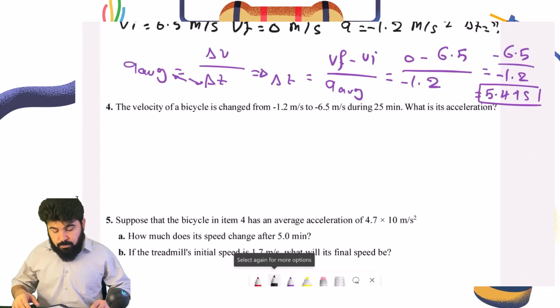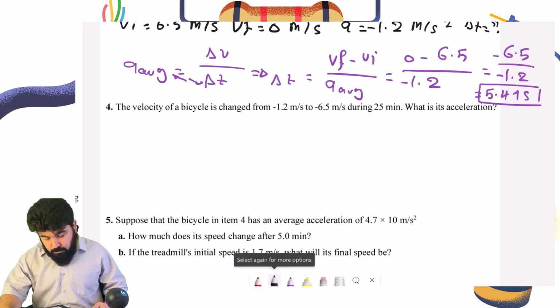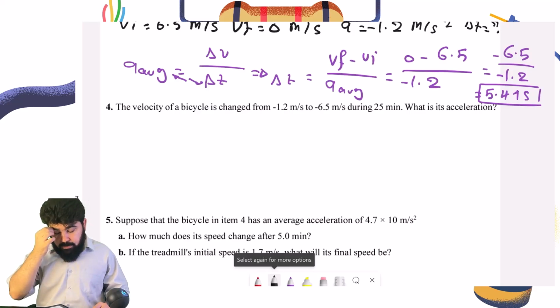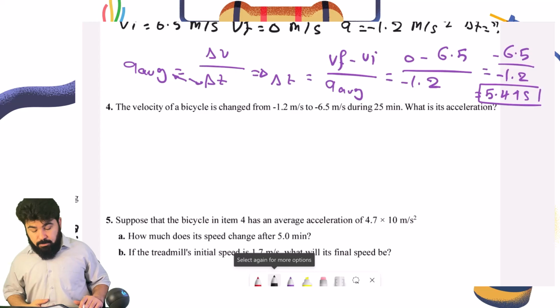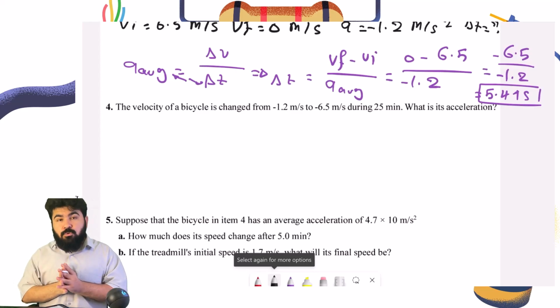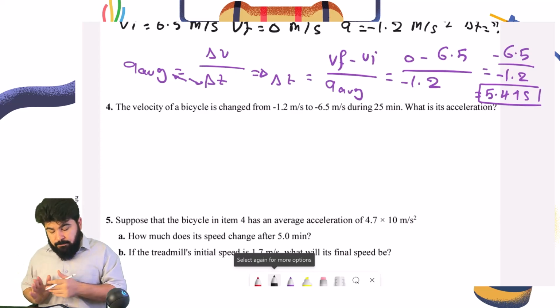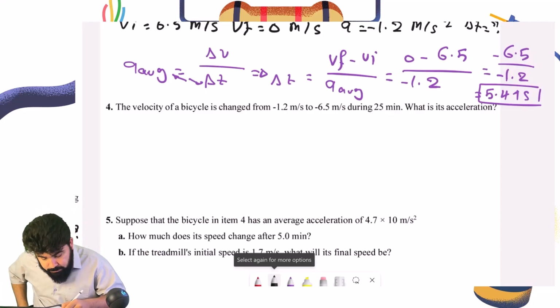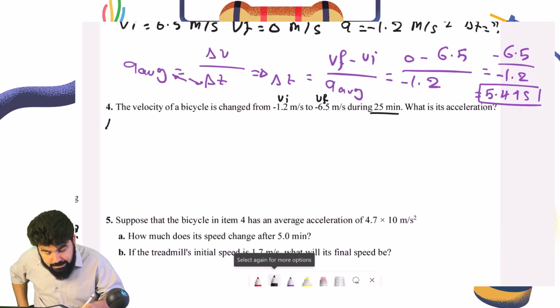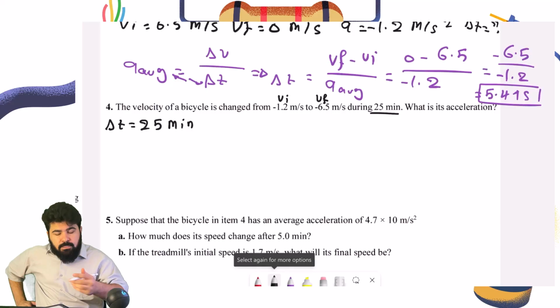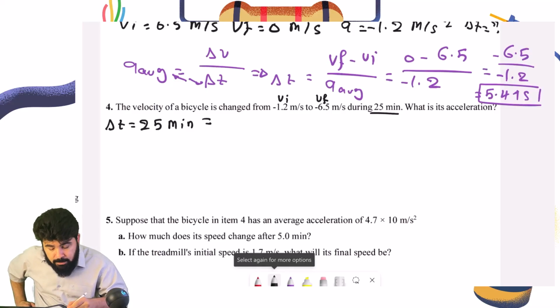Question 4. The velocity of a bicycle is changed from negative 1.2 meters per second to negative 6.5 meters per second. Look, I told you whenever you have from 2, the first one becomes v initial, the second one becomes v final. During what? Delta t is equal to 25 minutes. If you want to change minutes to seconds, just multiply by 60. So 25 multiplied by 60, we have 1500 seconds.